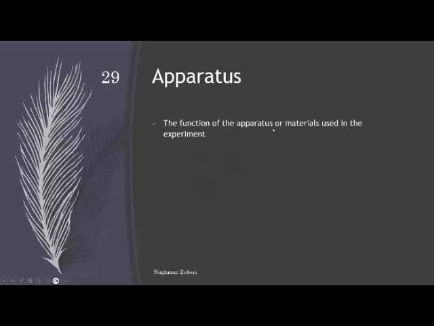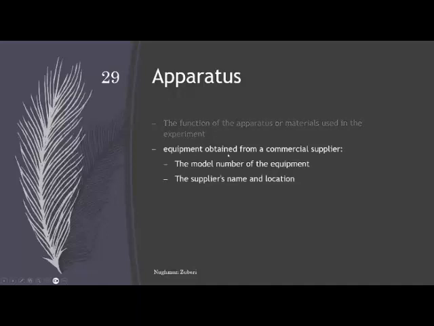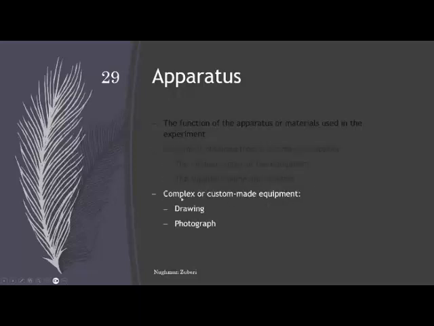Apparatus. The function of the apparatus or materials used in the experiment should also be written in your article. If the equipment was obtained from a commercial supplier, the model number of the equipment should be mentioned, and the name and location of the supplier should also be mentioned. Well, if there is complex equipment or it is custom-made equipment, then it is better to include its drawing or photograph or both along with your manuscript.